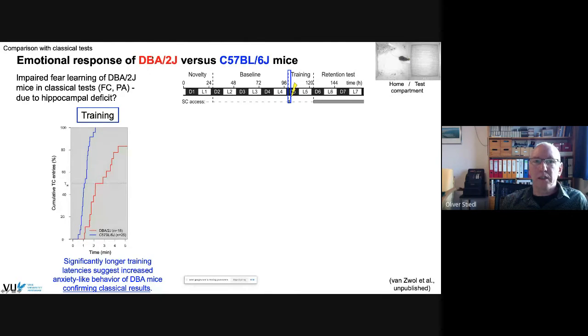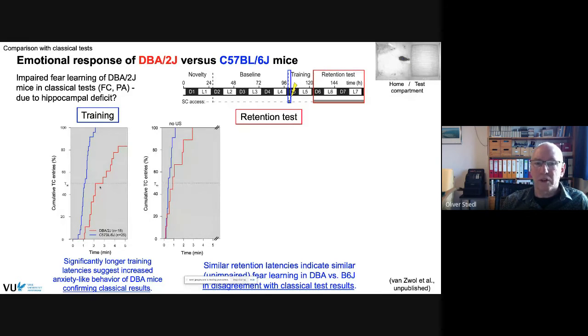Now we checked again the DBAs versus the 6Js in this assay. And it turns out that in the training, yes, we see a difference. The DBA are more anxious, which classifies as neophobia. However, this is already gone in the non-shocked animals when they re-enter the second time. There is no significant difference anymore.